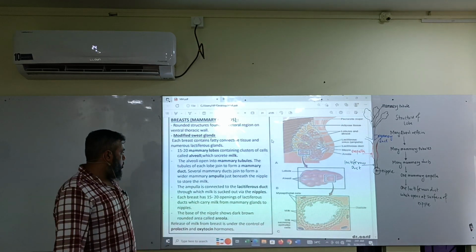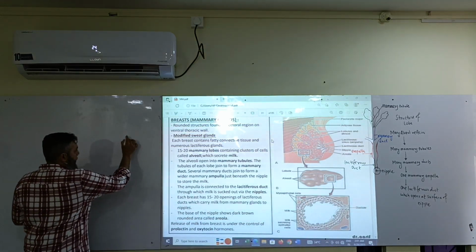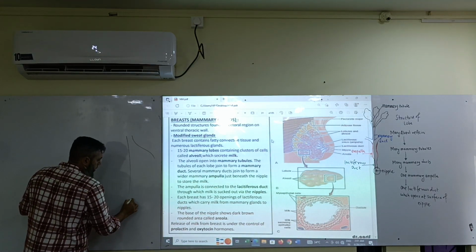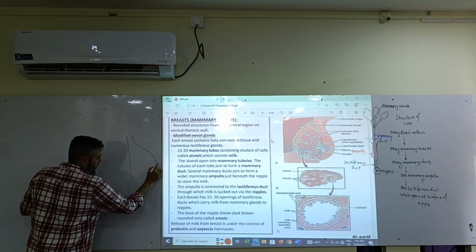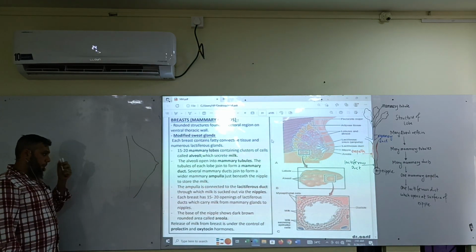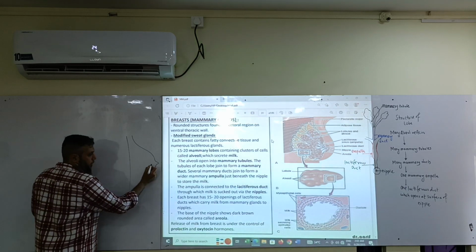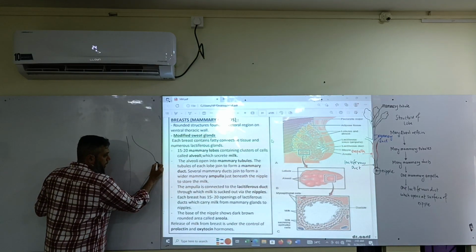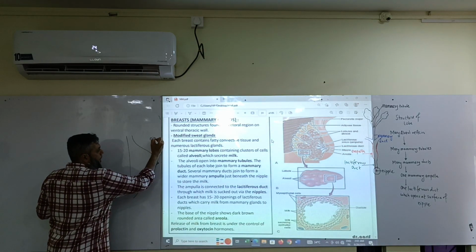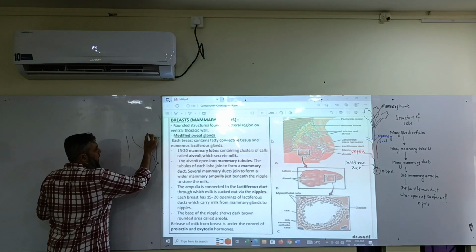and this lactiferous duct opens at the base of the nipple. Okay, so in a typical mammary gland, the nipple is an erectile tissue.